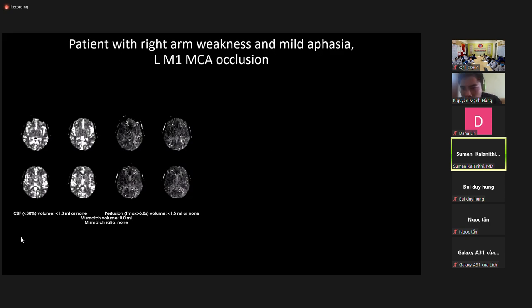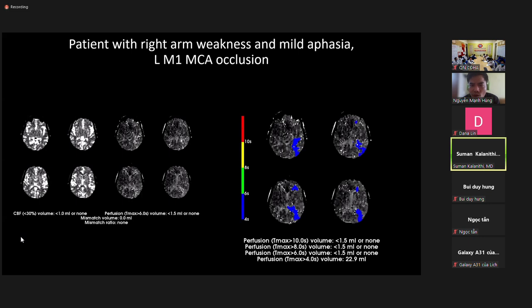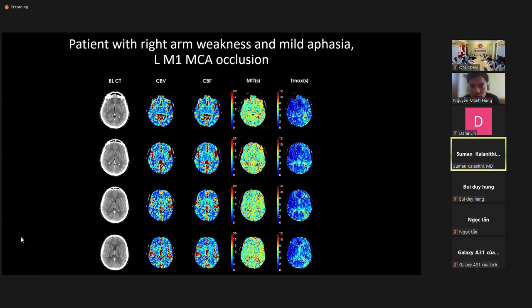Here's a patient who has right arm weakness, mild aphasia, but they have a left M1 MCA occlusion. So they're having a stroke, okay? But then you look at this and you see nothing. You're like, what? What's happening? Okay, but if you look here, you see some blue. And more importantly, if you look here, you definitely see that the left and the right are not the same. So this is your perfusion. This is your penumbra in this case, okay?